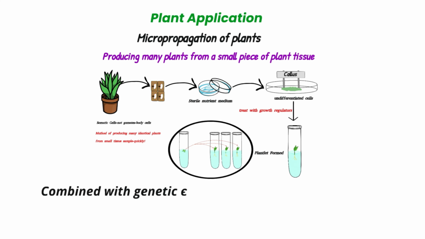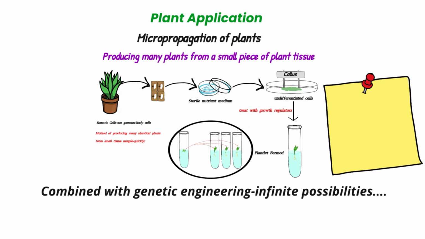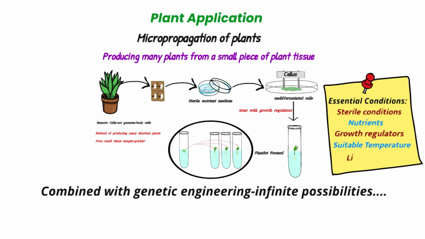When you combine tissue culturing with genetic engineering, there are infinite possibilities. Imagine producing all of these identical plants with the same special traits. Essential conditions would include sterile conditions, nutrients, growth regulators, a suitable temperature for plants, light, and those gases, carbon dioxide and oxygen. You must be able to give an animal application.